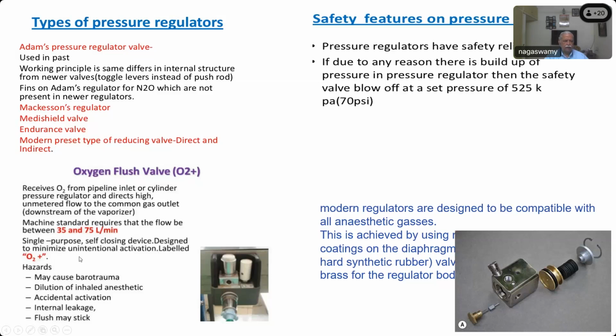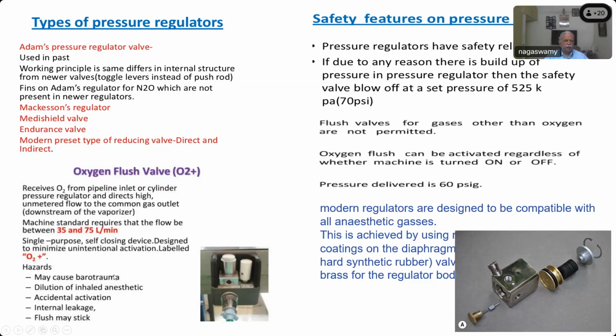Instead of oxygen flush, it may be written as O2 plus also. The hazards are it may cause barotrauma, or it may dilute the inhaled anesthetic, and it will cause internal leakage, and sometimes the flush may be stuck. So in the older machines, this is the type it was there. If you press this button, it may get stuck inside and keep on activating it.